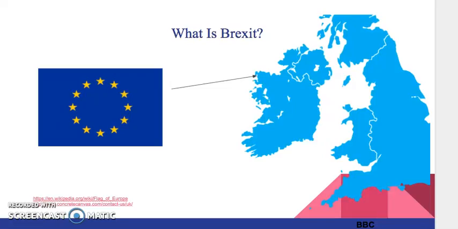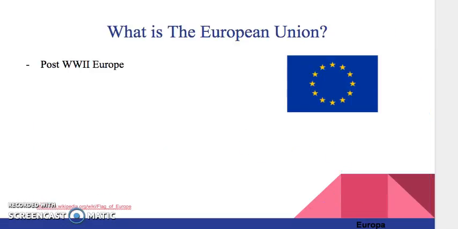What is Brexit? Brexit is the common term for the United Kingdom's decision to leave the European Union. But why would they want to leave? What is the European Union? The European Union, or EU for short, is an institution that seeks to unite the countries in Europe through labor, trade, and travel.